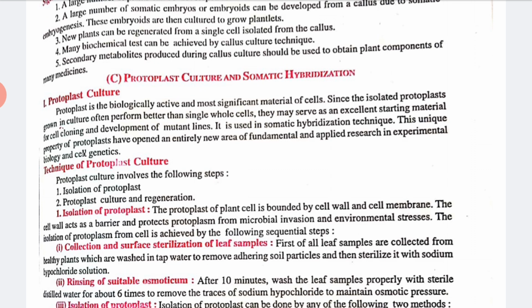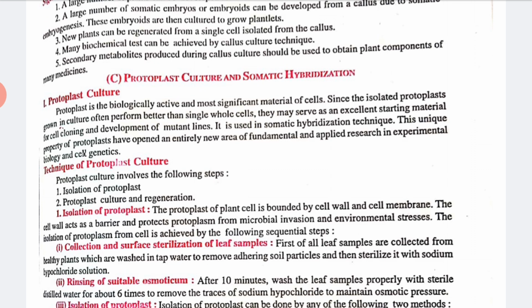So this technique and these properties of protoplasts have opened an entirely new area of fundamental and applied research in cell biology, or we can say cell genetics. Okay, so the technique of protoplast culture involves two steps, that is isolation of protoplast and protoplast culture.